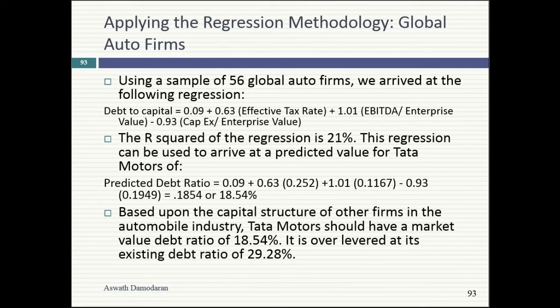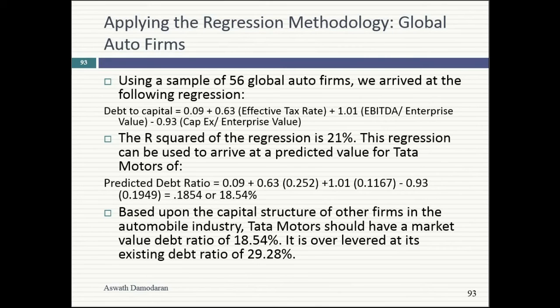They matter by spreading the range around my predicted value. With a 21% R squared, the range I get on my prediction is that the debt ratio for Tata Motors should be plus or minus 13.5 to 23.5%, plus or minus 5% in each direction. You think that's big? Well, that's what low R squared does.